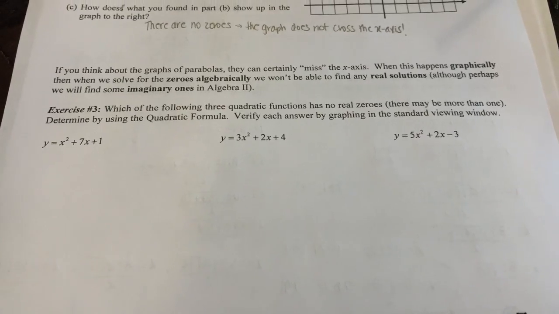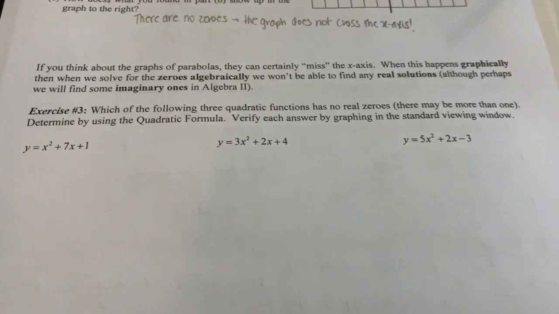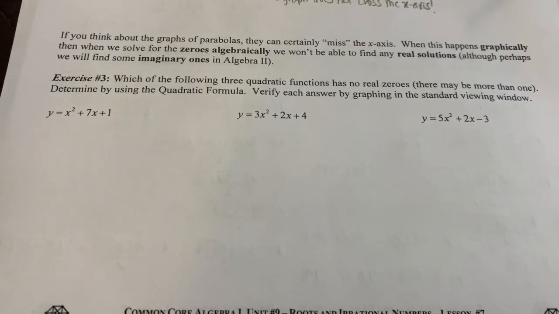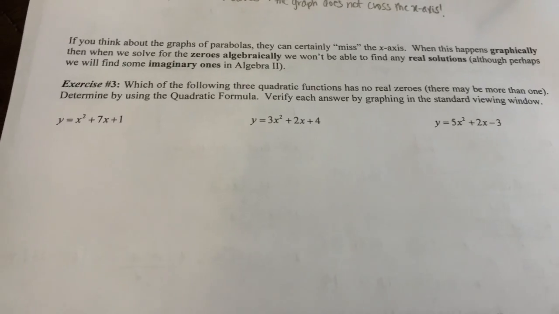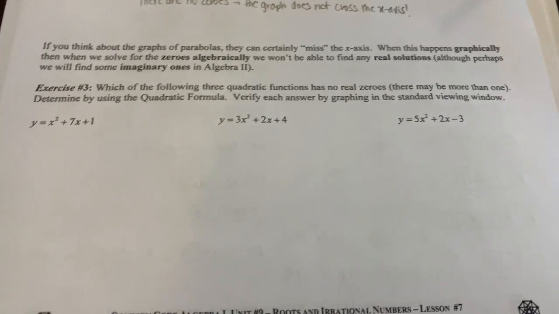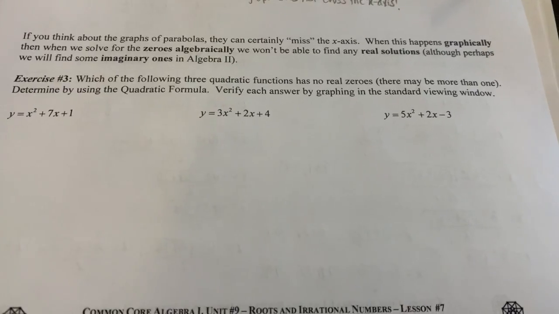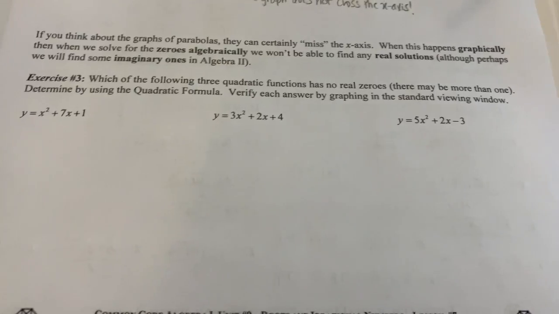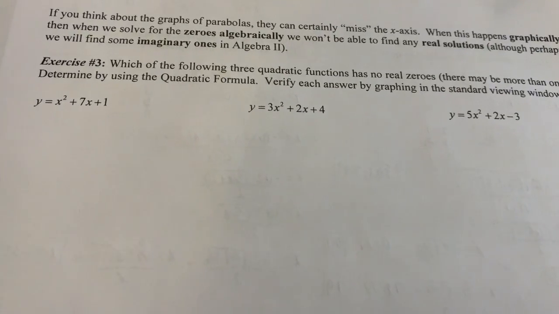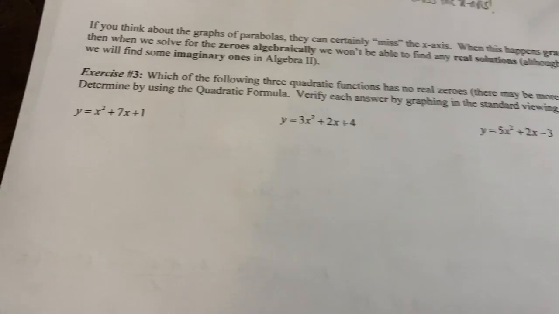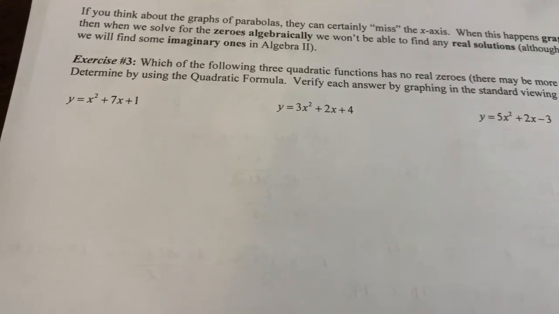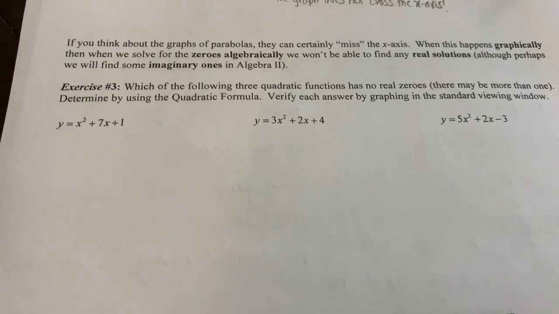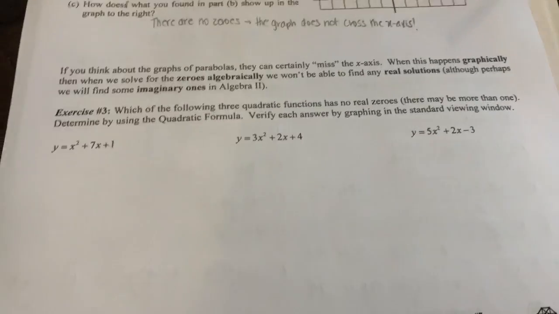So exercise 3, what you're going to do, and you're going to do this yourself and pause and try it, you're going to figure out which ones, there could be more than one, have real answers or real solutions and which ones do not have any real zeros. Okay, so for these three, please use the quadratic formula. And if you need to verify your answer, you can look in your calculators, and then you can see if it's actually crossing the x-axis or not.